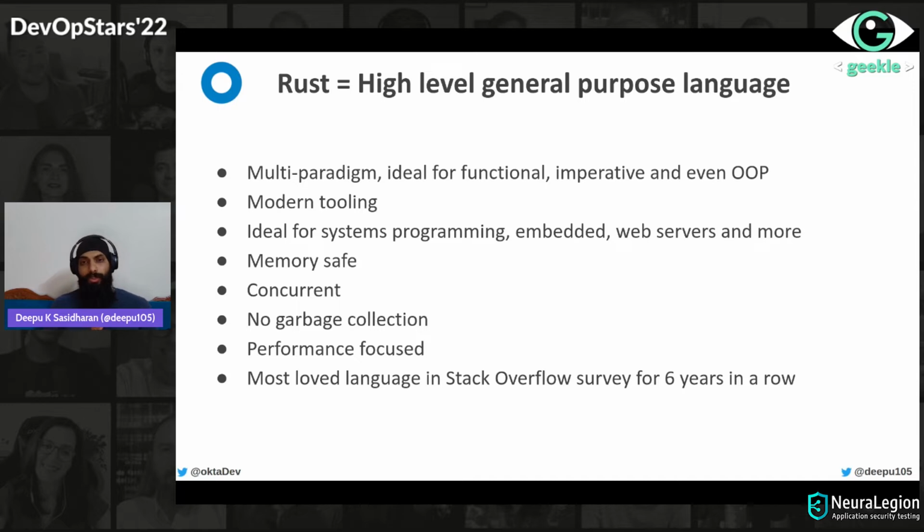So for those not familiar, Rust is a high-level multi-paradigm language. It's ideal for functional and imperative programming. It has a very modern and, in my opinion, one of the best tooling for a programming language. I have worked with a dozen programming languages, and so far nothing has come close to Rust's tooling and the Rust community. So it's hands down the best, and no wonder it's the most loved programming language 6 years in a row in the Stack Overflow survey.